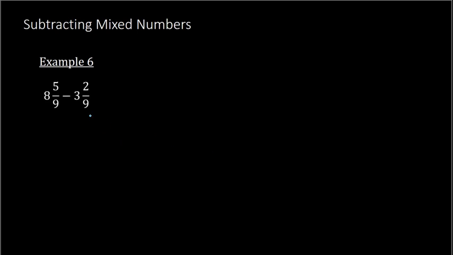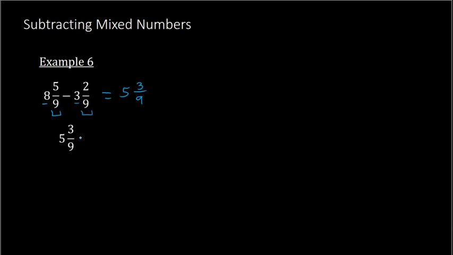So again, just like with addition, we can look at the whole parts, the whole numbers, and subtract those together. So 8 minus 3 would give us 5. And then we can subtract the fraction part. So 5/9 minus 2/9. We subtract the numerators, 5 minus 2, which gives us 3. So 3 is on the top, 9 is on the bottom. So our solution would be 5 3/9.